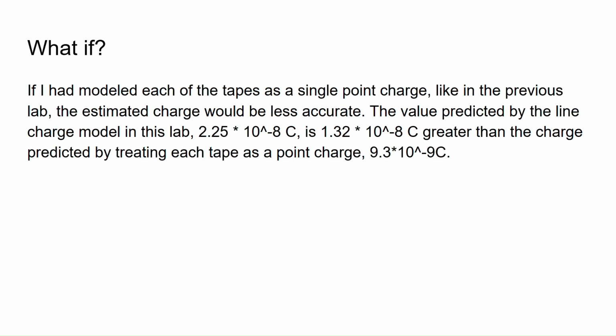What if? If I had modeled each of the tapes as a single point charge like in the previous lab, the estimated charge would be less accurate. The value predicted by the line charge model in this lab, 2.25 times 10 to the negative 8th coulombs, is 1.32 times 10 to the negative 8th coulombs greater than the charge predicted by treating each tape as a point charge, 9.3 times 10 to the negative 9 coulombs.